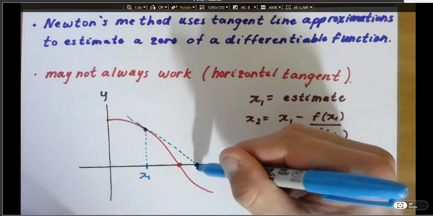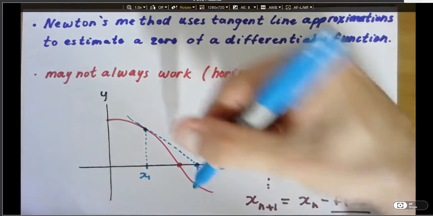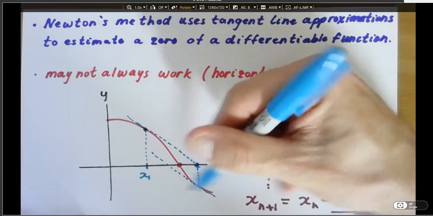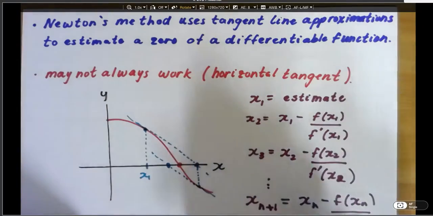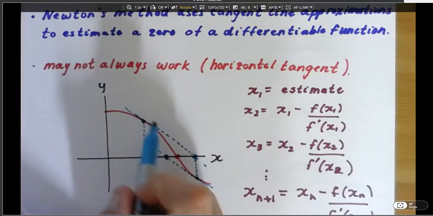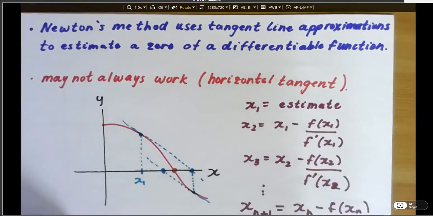Then we see what value that actually is on the graph, and we have another approximation going back the other way. The more approximations we use, the closer we get to our zero. So that's what Newton's method does. It uses linear approximations, tangent lines, to approximate the zero of a differentiable function.